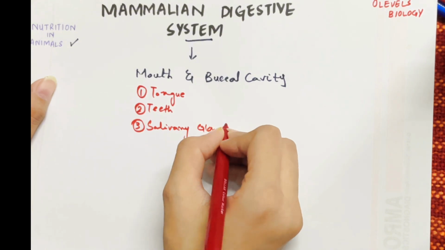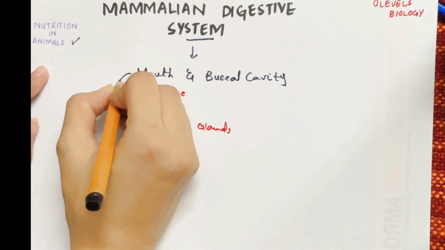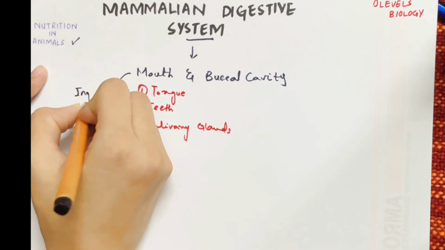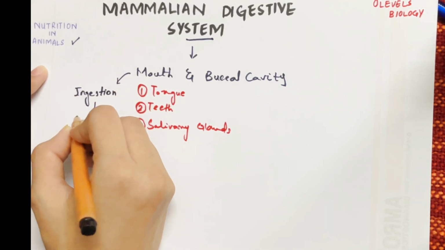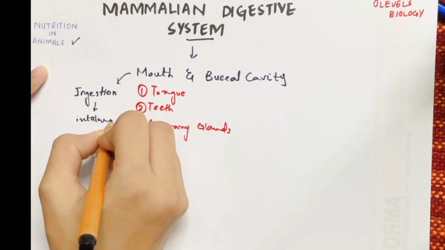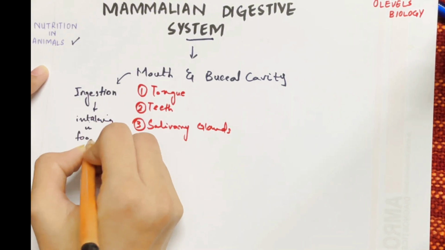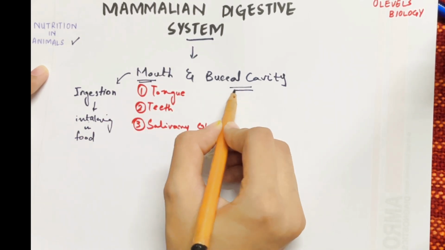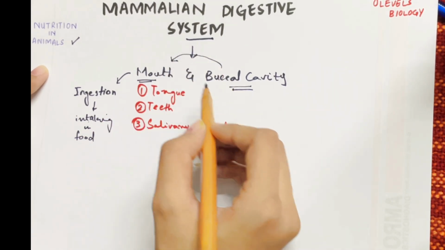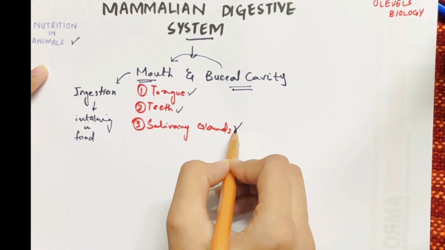And what does the mouth do? Basically, the mouth is responsible for the process of ingestion. Now let's talk about what ingestion means. Ingestion is basically the process of taking in food. Taking in food through the mouth is the major function of the mouth. The buccal cavity, which is a part of the mouth, includes three main components: the tongue, teeth, and the salivary glands.